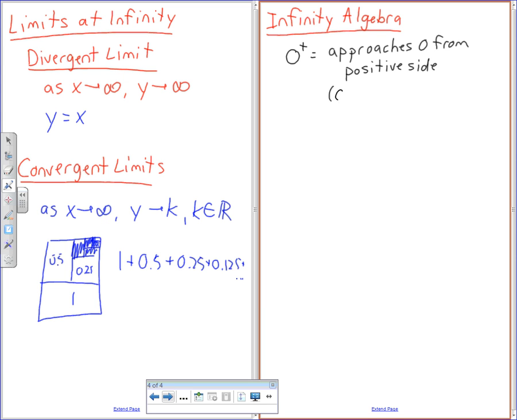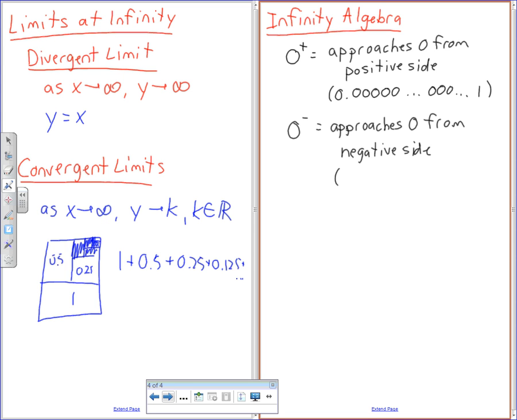So if you want a number, it would be like, right? It's a very, very small number, a little bit bigger than 0, but it's positive. In the same way, 0 negative would approach 0 from the negative side, which is negative 0.0000000. So just a little bit less.